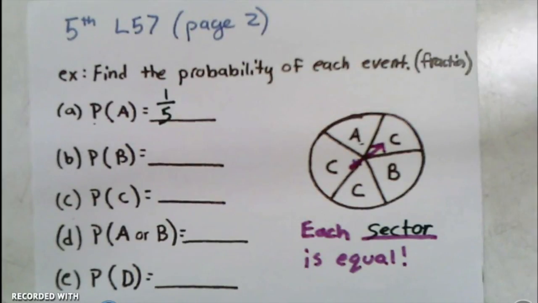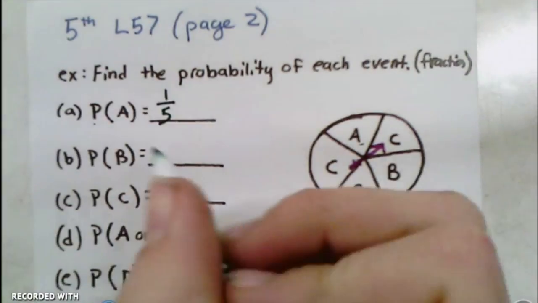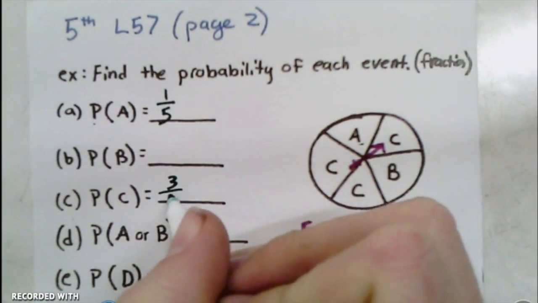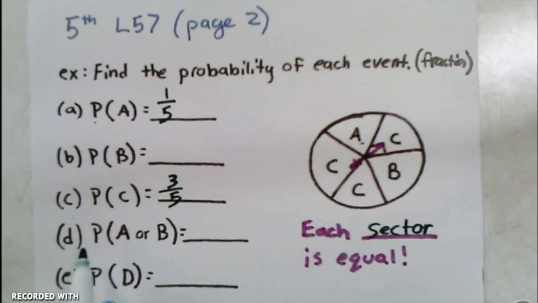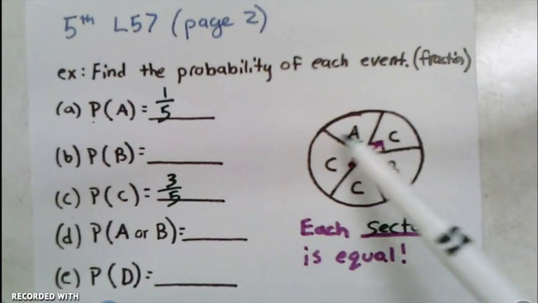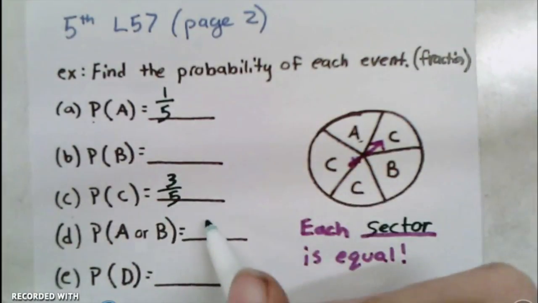What about the probability of getting a B? You do that one. What is the probability of getting a C? 1, 2, 3 C's over 5 possible ones. What is the probability of getting an A or a B? So I could get an A or a B, so that's a probability of 2 out of the 5.